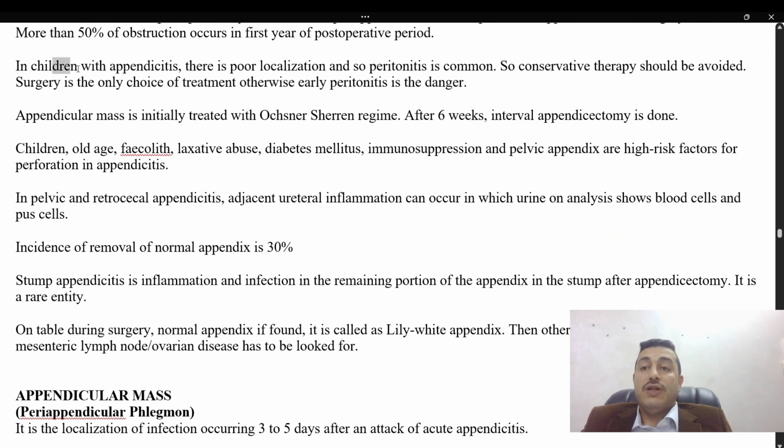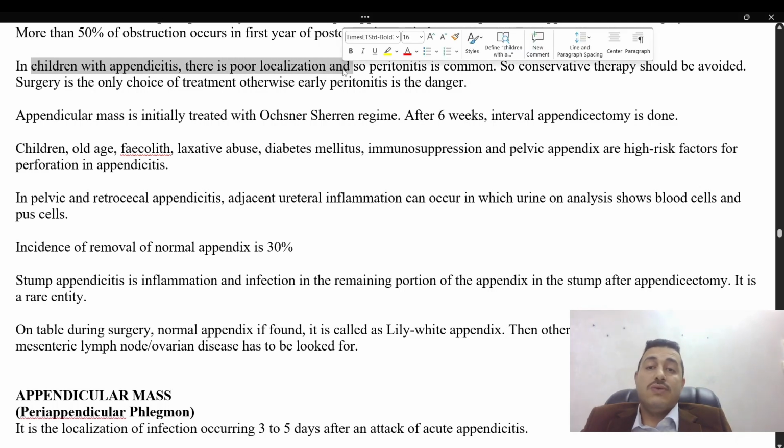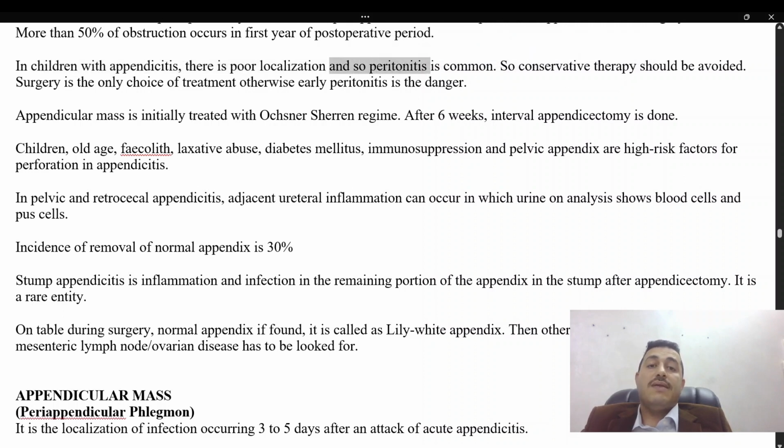We said that in children with appendicitis, there is poor localization. The omentum is not well developed to localize the inflammatory process, and peritonitis is common. So conservative therapy should be avoided. We should proceed to early appendectomy.